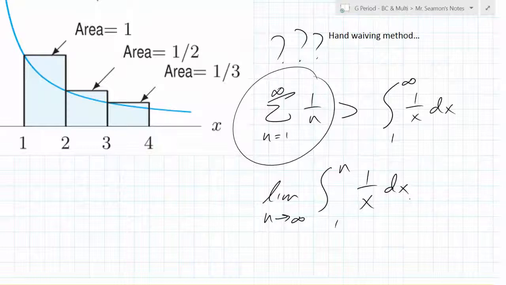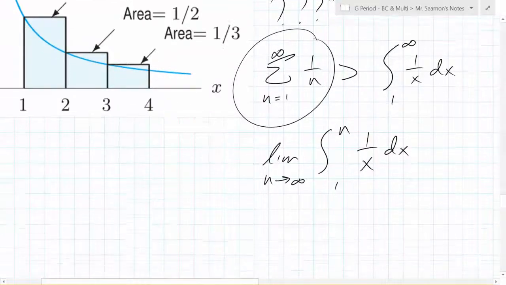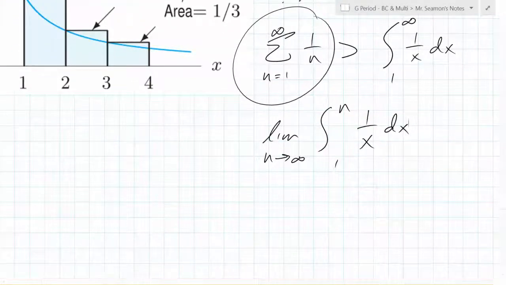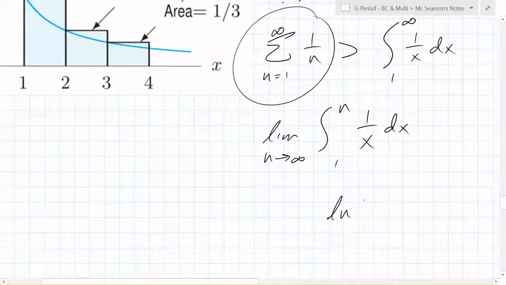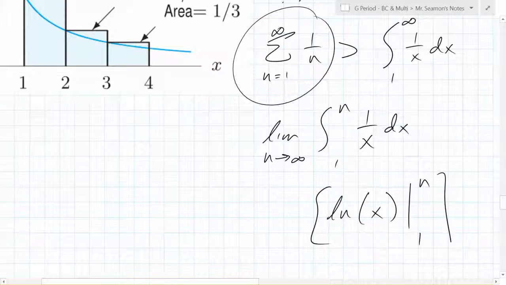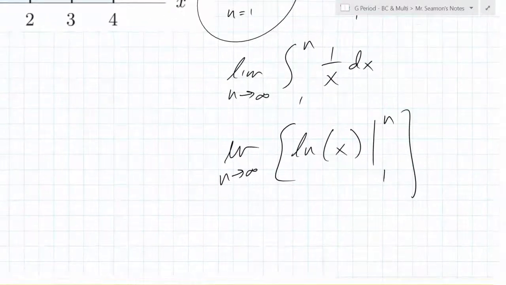What is the antiderivative of 1 over x? ln of x? Okay. And do we have to take the absolute value in this case? n's going from 1 to infinity. I'm just cleaning it up. In this case it is. So this is going to be ln x, right? From 1 to n. And we're doing the limit as n goes to what? Infinity. Okay, so we have to plug in n, plug in 1.